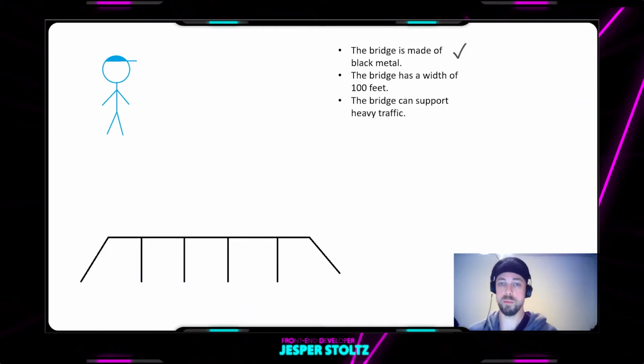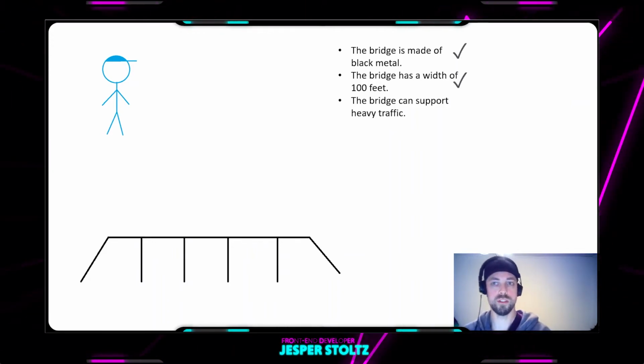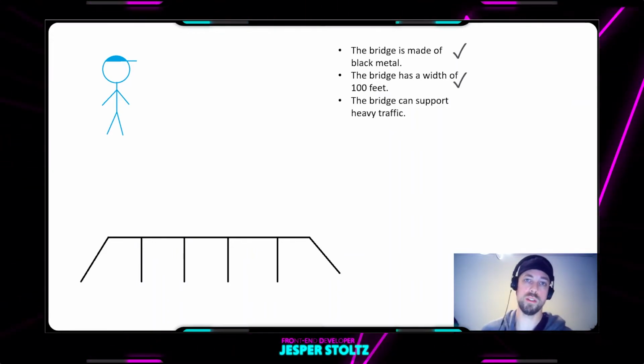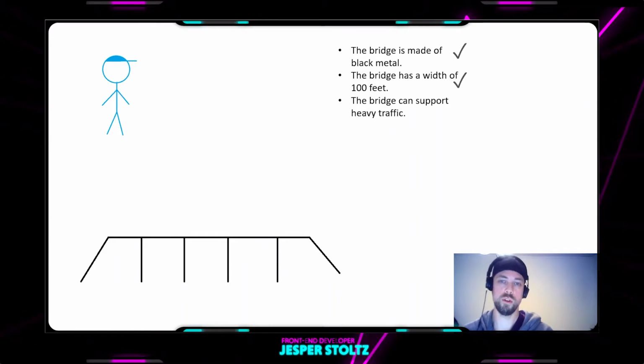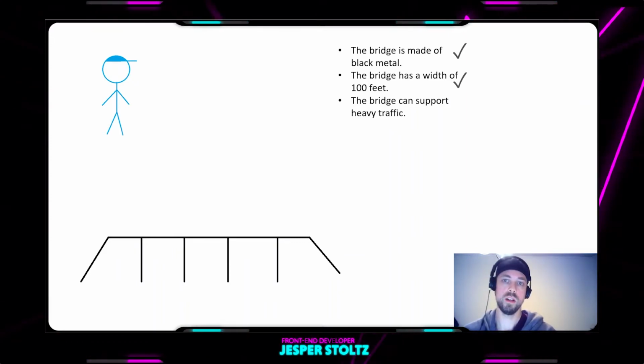And then he looks at the list that John left him. The bridge is made of black metal. Check. The bridge is 100 feet wide. Perfect. And then he looks at the third point. Can it still support heavy traffic?